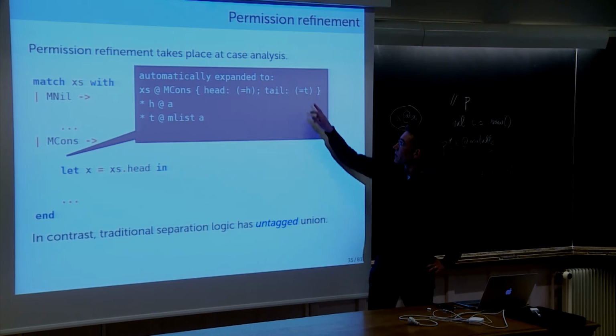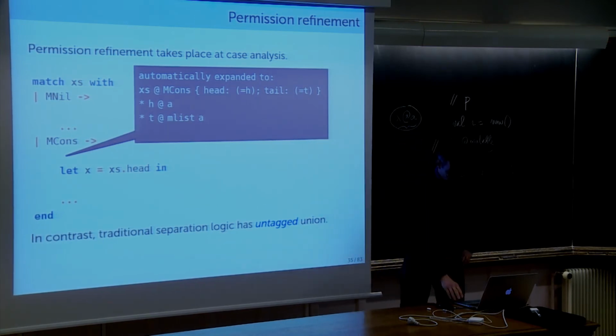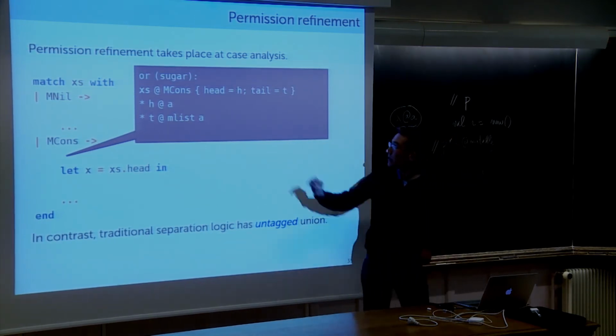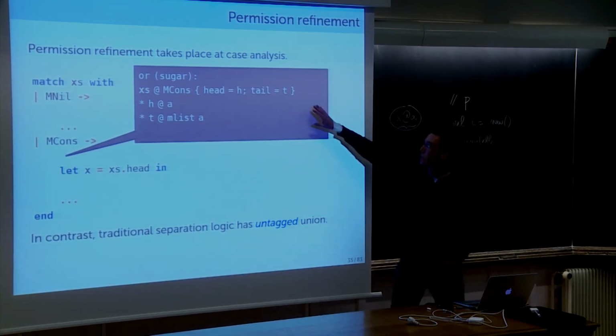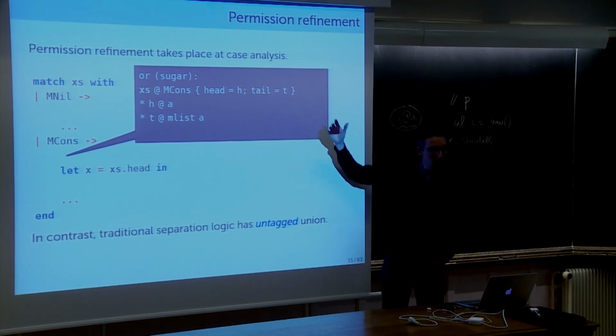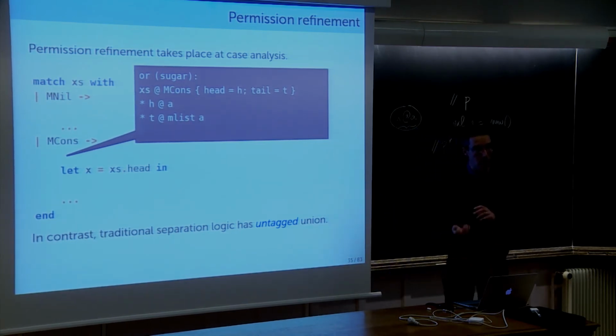And this isn't very pleasant to read, so we have some sugar for it. We can just say head equals H and tail equals T. So this is syntax which the programmer has access to if desired. So the programmer too is able to write these kinds of precise descriptions of the heap if necessary.